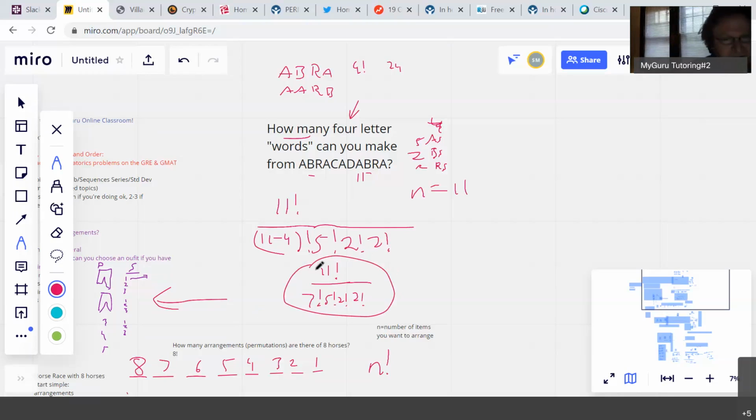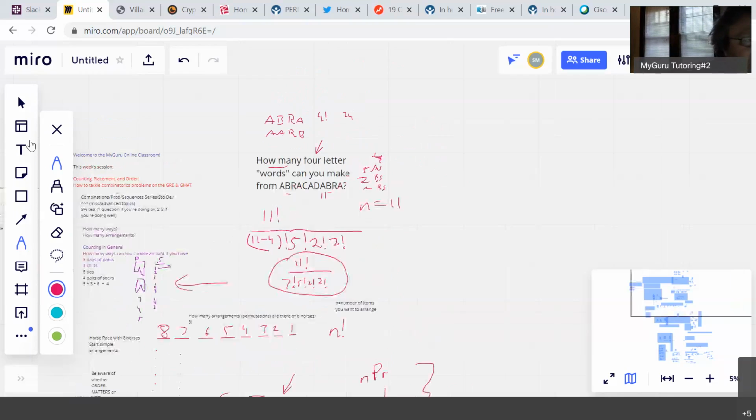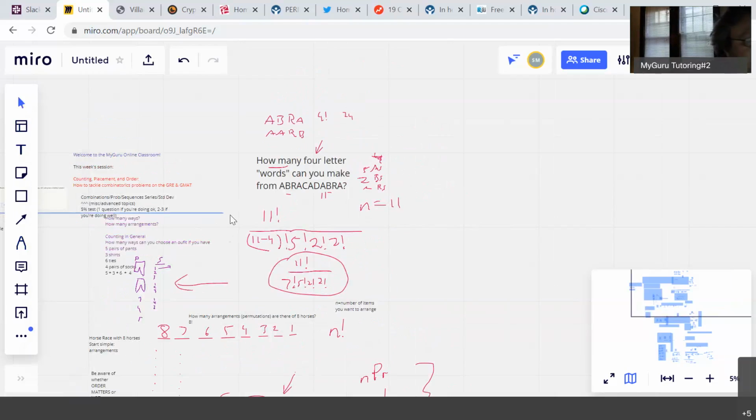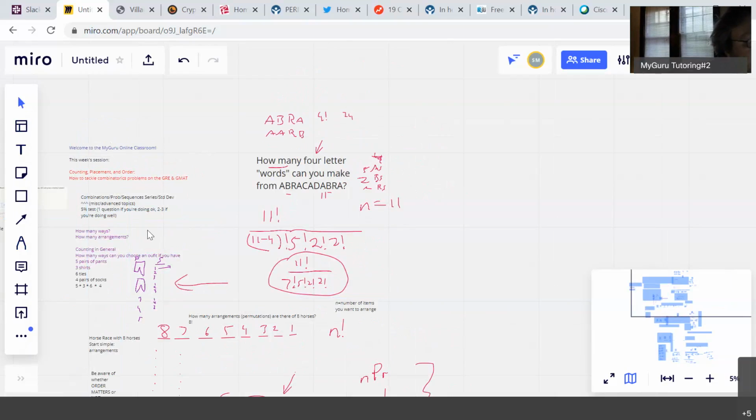Okay, let's do some others. Let's see here. Oops. One second. I'm going to stop sharing the screen for a second while I track down this problem. I guess not. I'll show the screen.